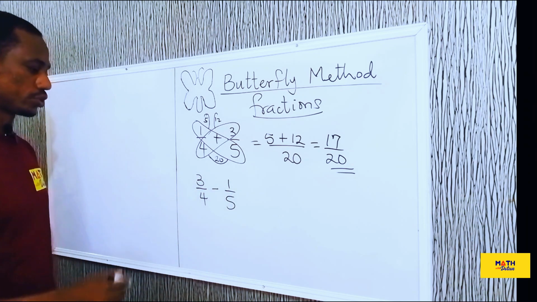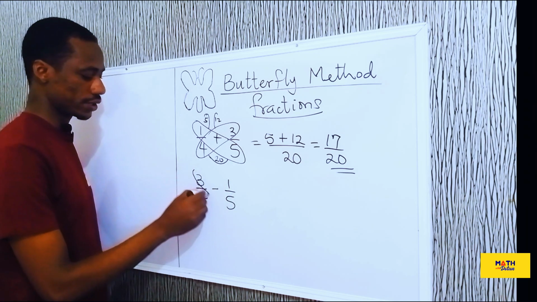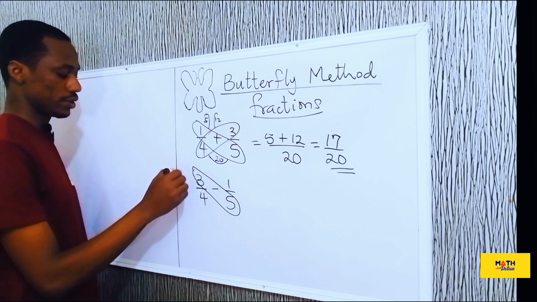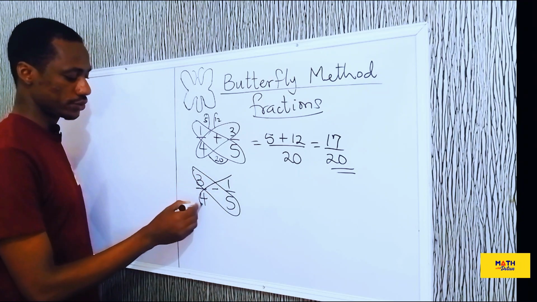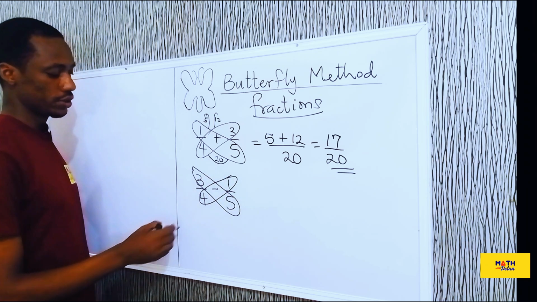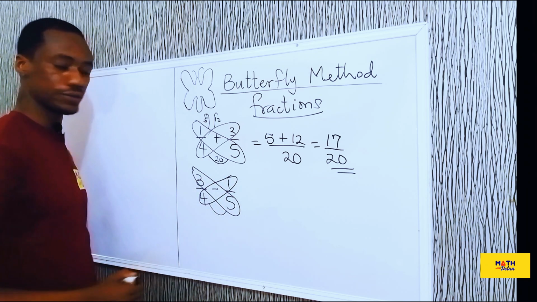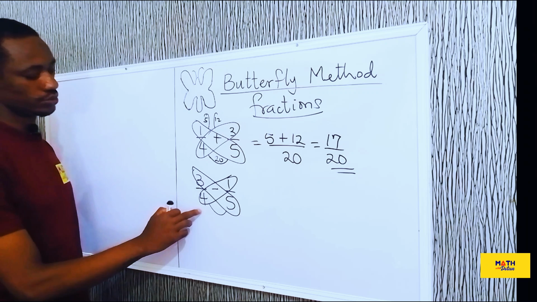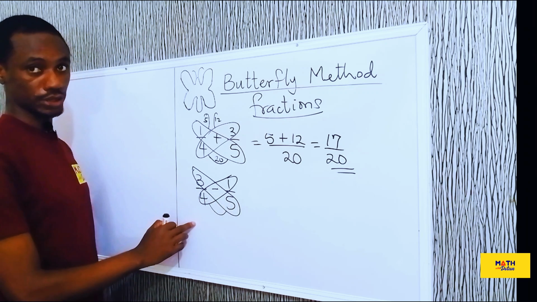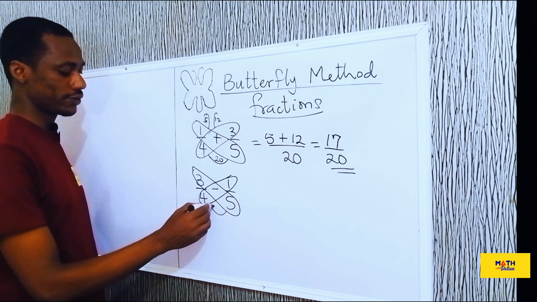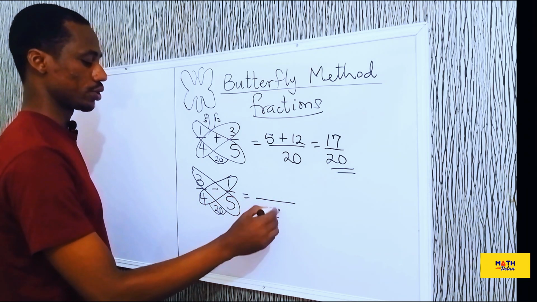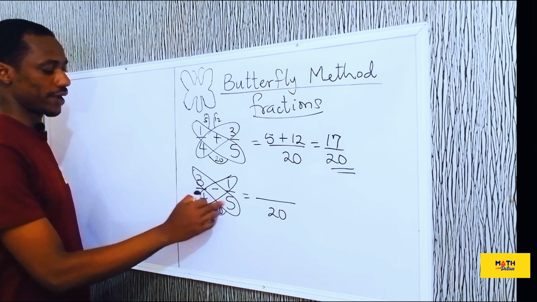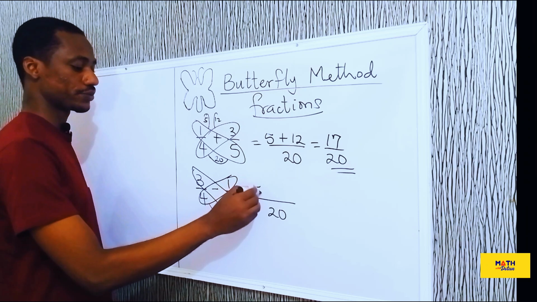We draw our cross again like this, the numerator and the denominator, and then here numerator and denominator. Then you do this. You have to multiply these two denominators. So you do 4 times 5, 20. Let's put that here. So you have 20, and then 5 times 3 is 15.